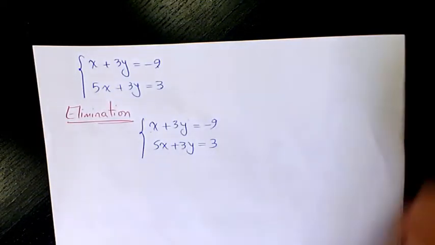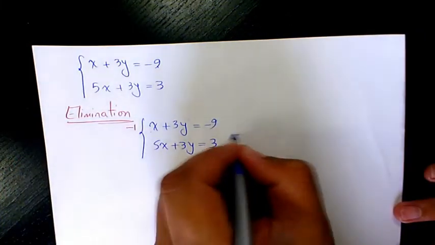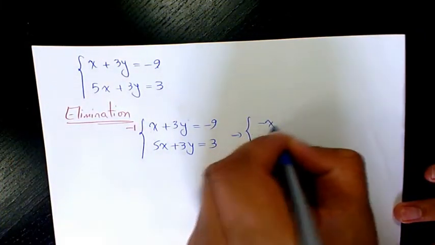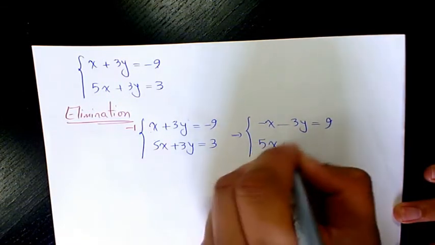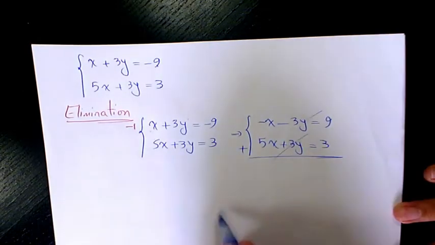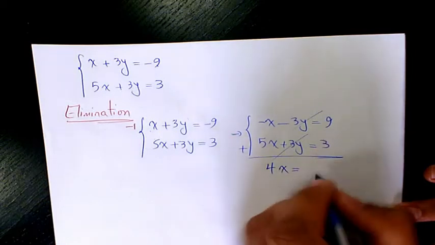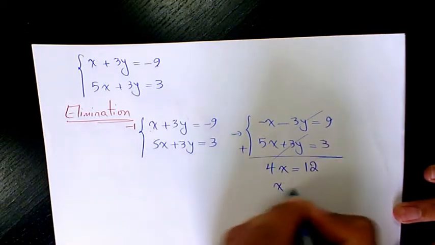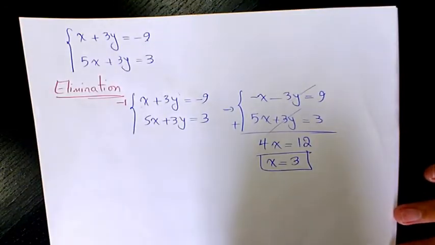So let's use the simpler method and multiply the first equation by negative 1. So it's going to be negative x minus 3y equals positive 9. 5x plus 3y equals 3. Then when you add them, these two cancel out. We have 5x minus x, 4x. 9 plus 3, 12. So x will be 12 divided by 4, which is 3.